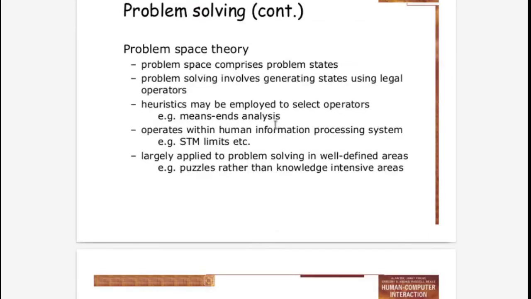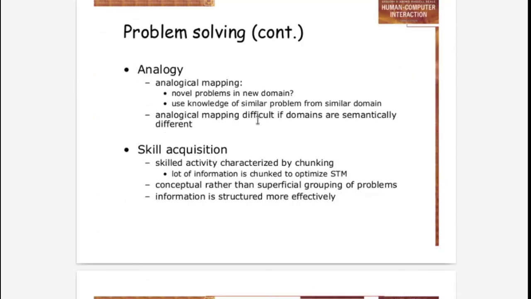The next problem solving theory is analogy, where we make an analogical mapping. Here we are interested in novel problems, where we use analogies of that problem, and we map to similar problems from a similar domain and use that knowledge to try to solve that problem. But of course it's very difficult if the domains are different.